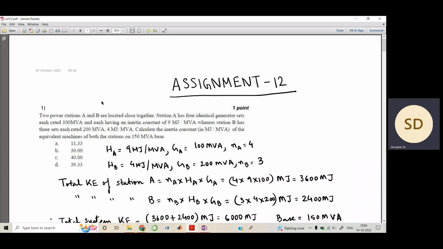So question number 1. Two power stations A and B are located close together. Station A has four identical generator sets, each rated 100 MVA and each having an inertia constant of 9 megajoule per MVA. So this becomes our H as we know. Whereas station B has three sets, means three generators, each rated at 200 MVA and having an inertia constant of 4 megajoule per MVA. Calculate the inertia constant in megajoule per MVA of the equivalent machine of both the stations on a base of 150 MVA.